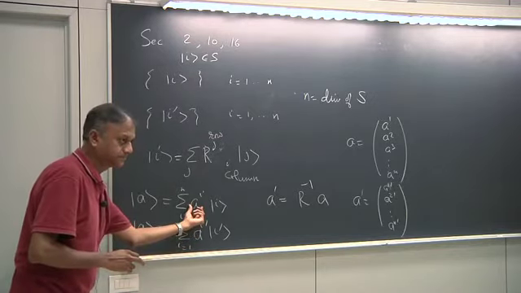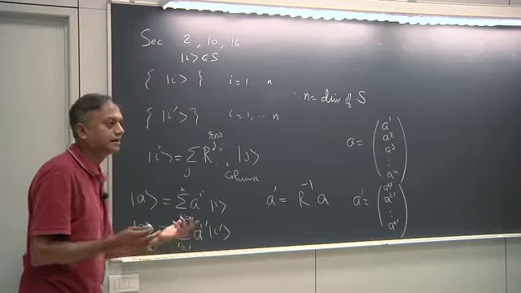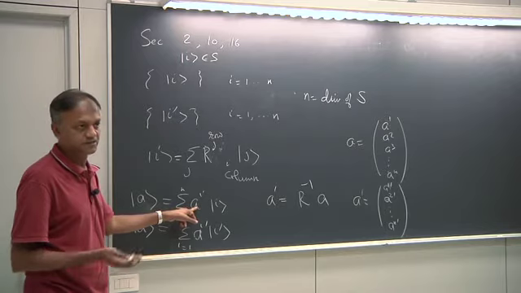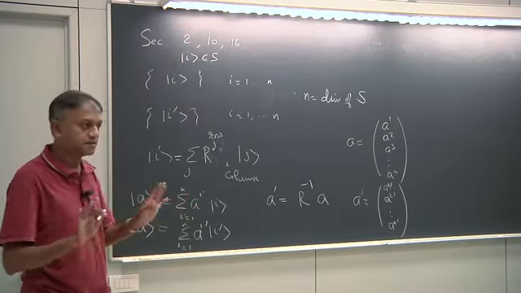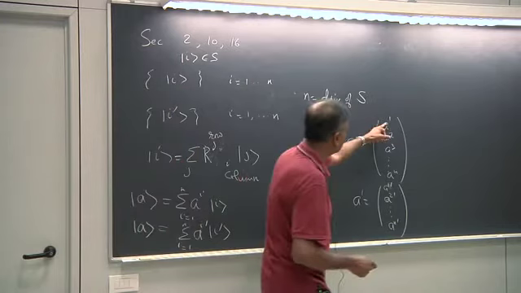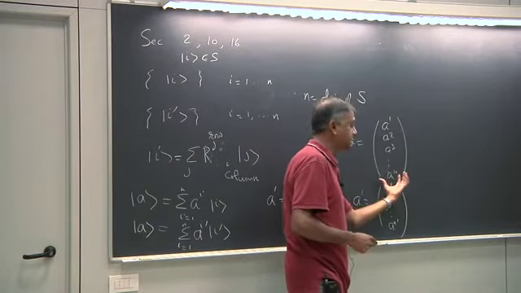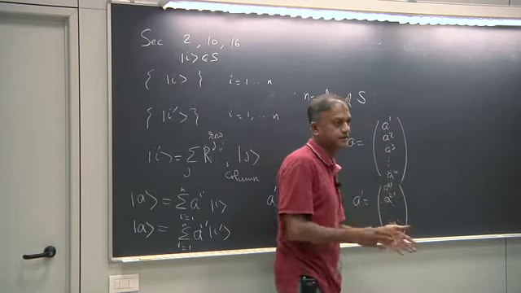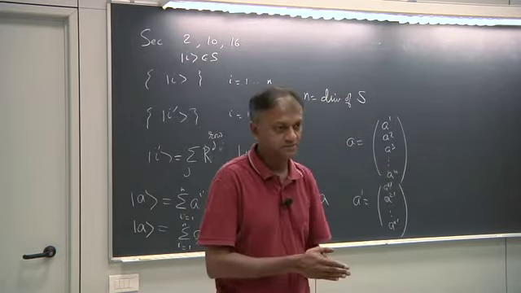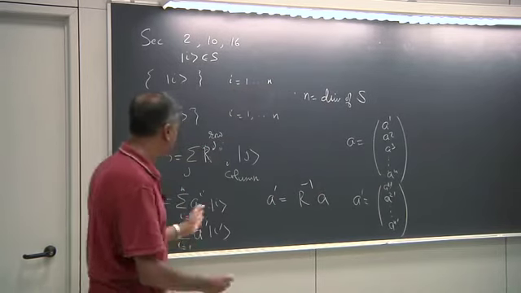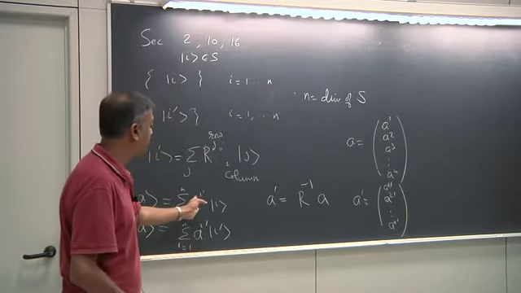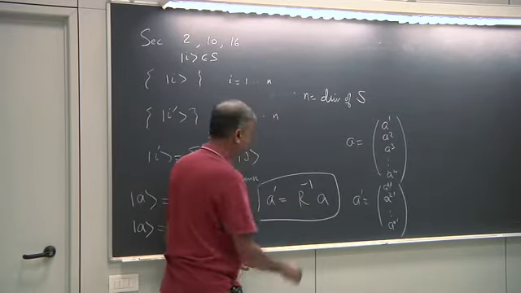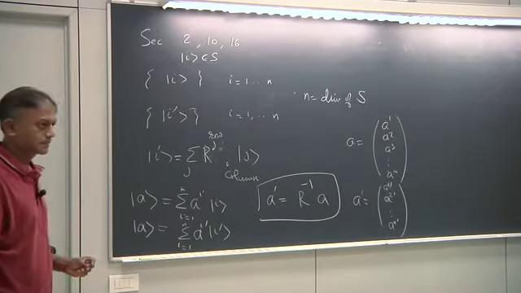These a_i's and a_i primes are numbers. If it's a complex vector space, these will be complex numbers. If it's a real vector space, these will be real numbers. So these are just numbers. And now I arrange all these numbers and write them as a column vector, either a real column vector or a complex column vector, depending on whether it's a real vector space or a complex vector space. And then the relation between the A primes and the A's is given by this equation, where this is simply a matrix multiplication.